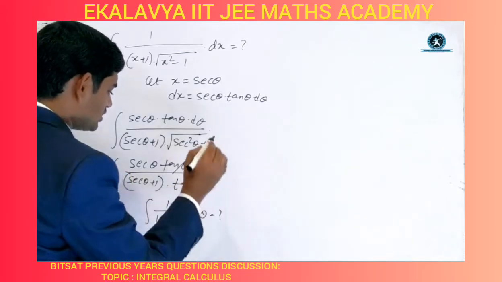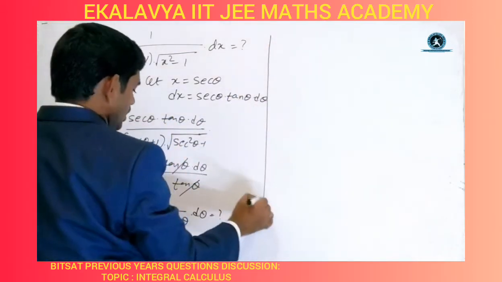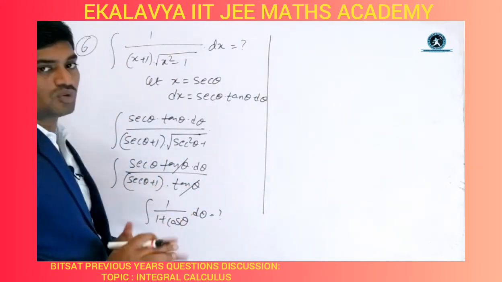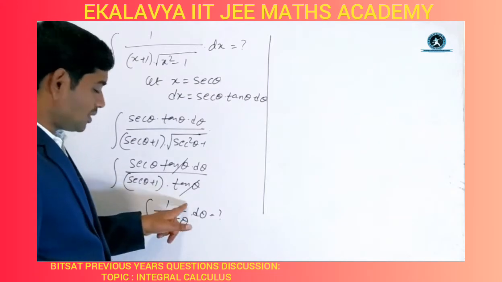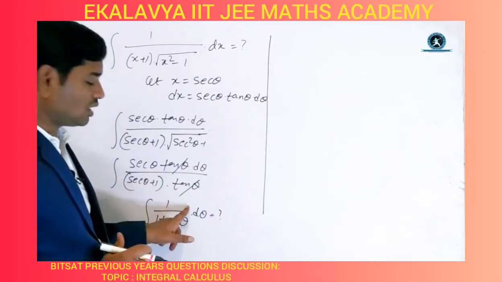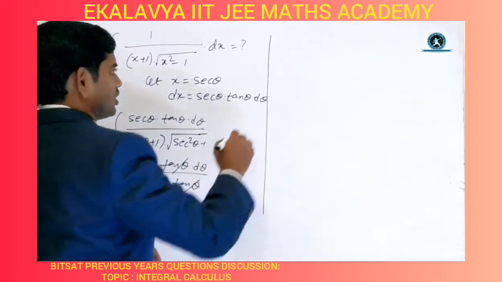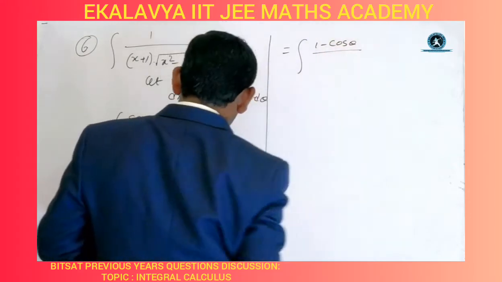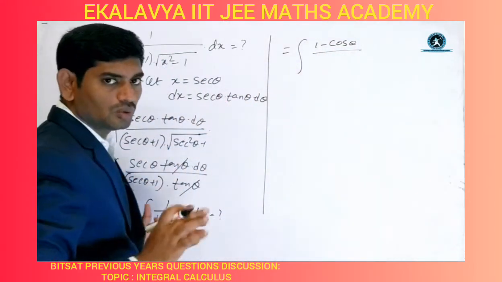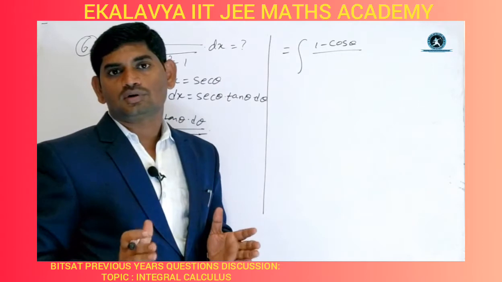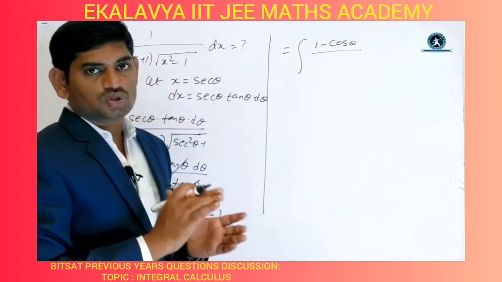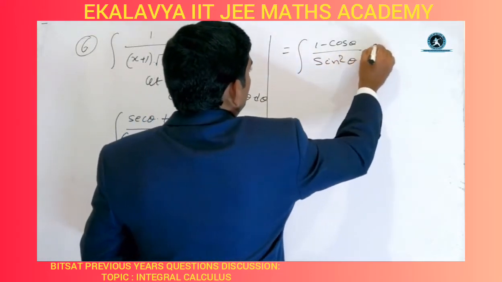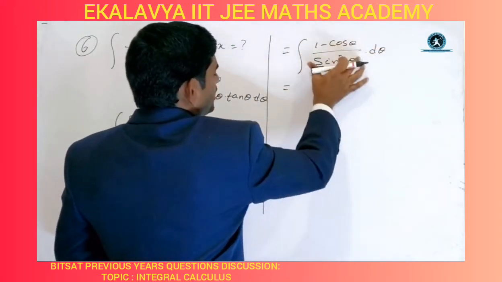Now how can we find this integral? We have to multiply the numerator by 1 minus cos theta and divide by 1 minus cos theta. I am multiplying the numerator with 1 minus cos theta and dividing with 1 minus cos theta. So this integral becomes 1 minus cos theta upon, and the denominator is 1 plus cos theta into 1 minus cos theta, which is equal to 1 minus cos square theta. So 1 minus cos square theta is sin square theta, d theta. Now I am splitting this integral.